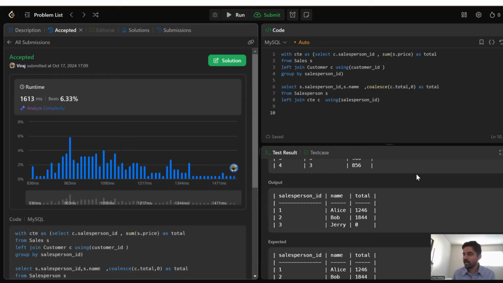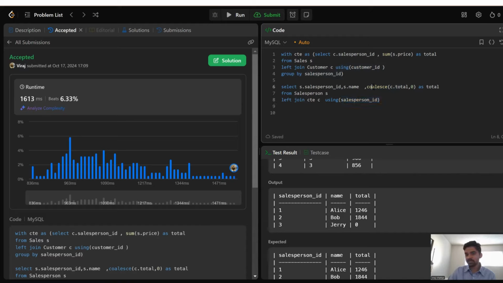Today's SQL breakdown, we just covered a few of the SQL concepts like the coalesce function, the common table expression, as well as joins, that is a left join. So basically, what does common table expression do? It breaks down complex queries into simple ones. Left join helps you join two or multiple tables based on a common criteria. Over here, it was customer ID, that is a foreign key, and over here it was salesperson ID.